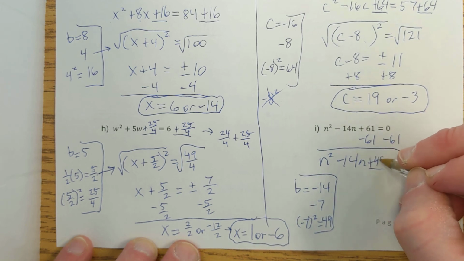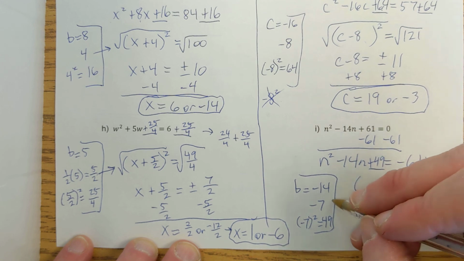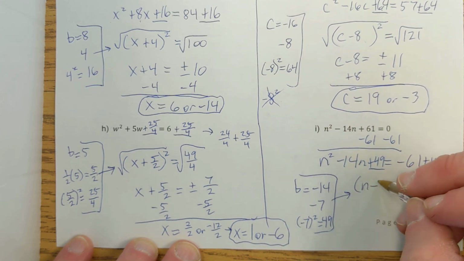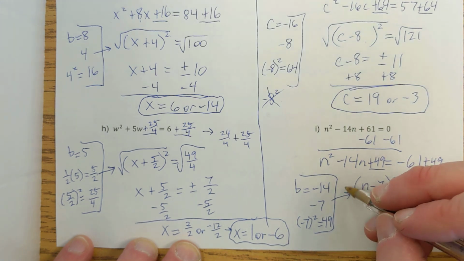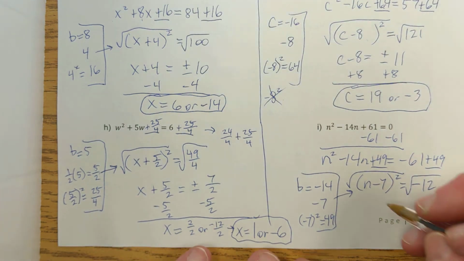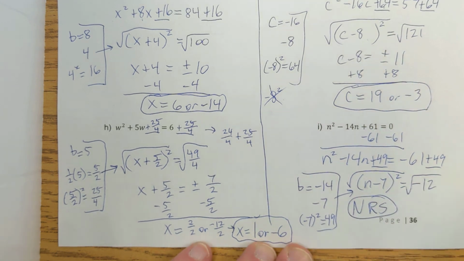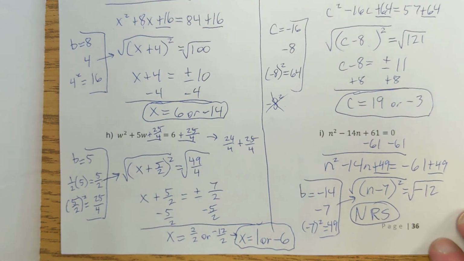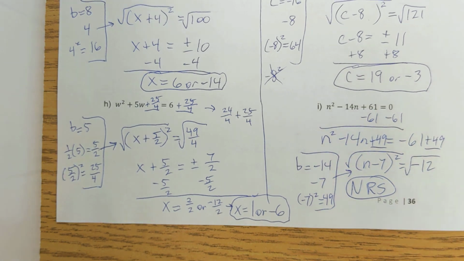So we add 49 to both sides to get this set up. I know it looks like I'm running out of room, but we get n minus 7 squared is equal to a negative 12. And so we go to do our radicals. We cannot take the square root of a negative, so this turns out to be no real solution. NRS down there. So there are the last two. Feel free to pause there if you need to catch up.